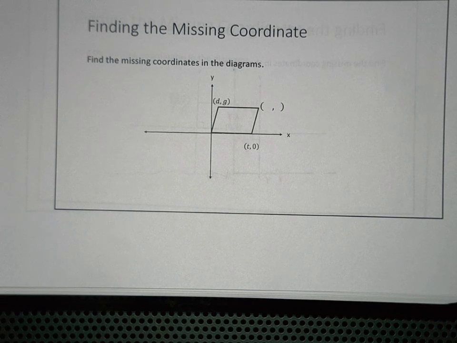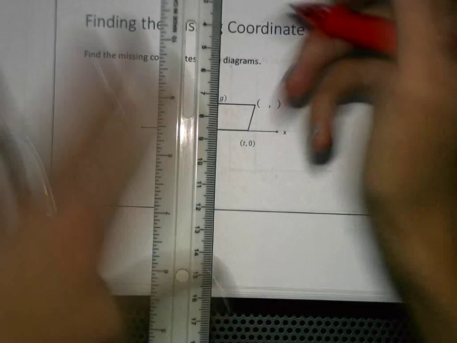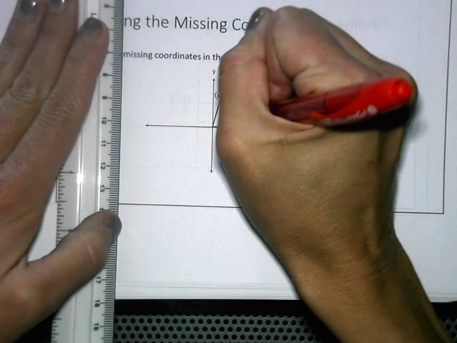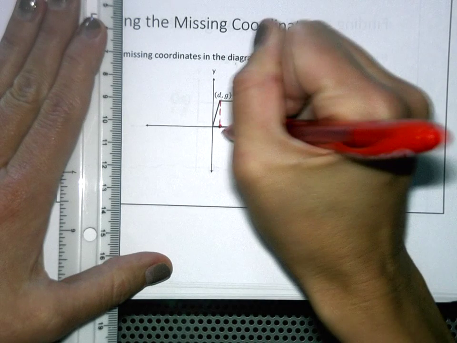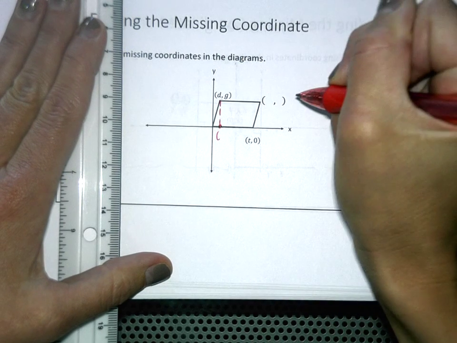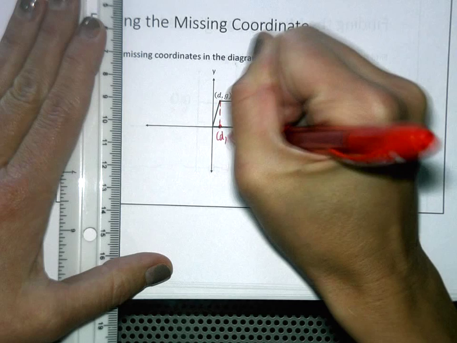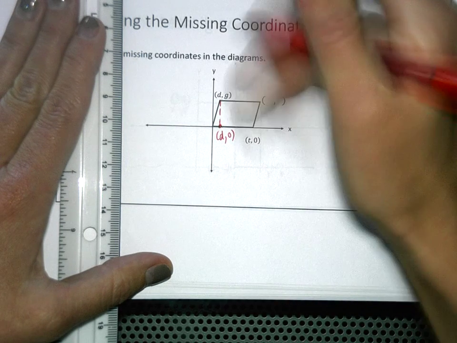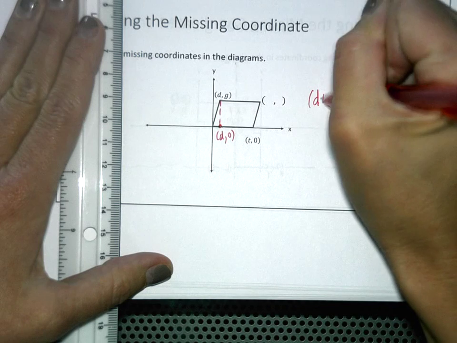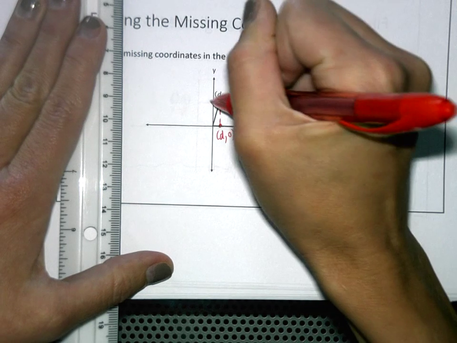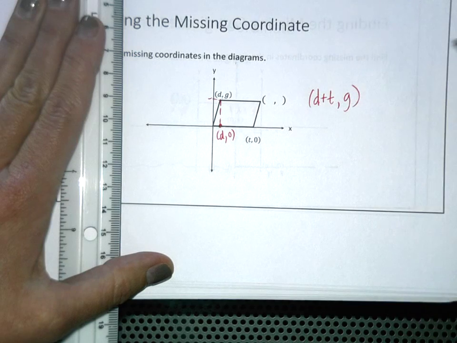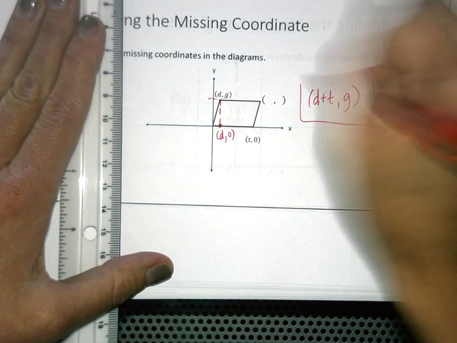Okay. All right. So if I draw a line here, this point right here is at D comma 0. That means to get this point right here, we would have D plus T. And then again, this whole line has G as the Y. So that is your correct ordered pair.